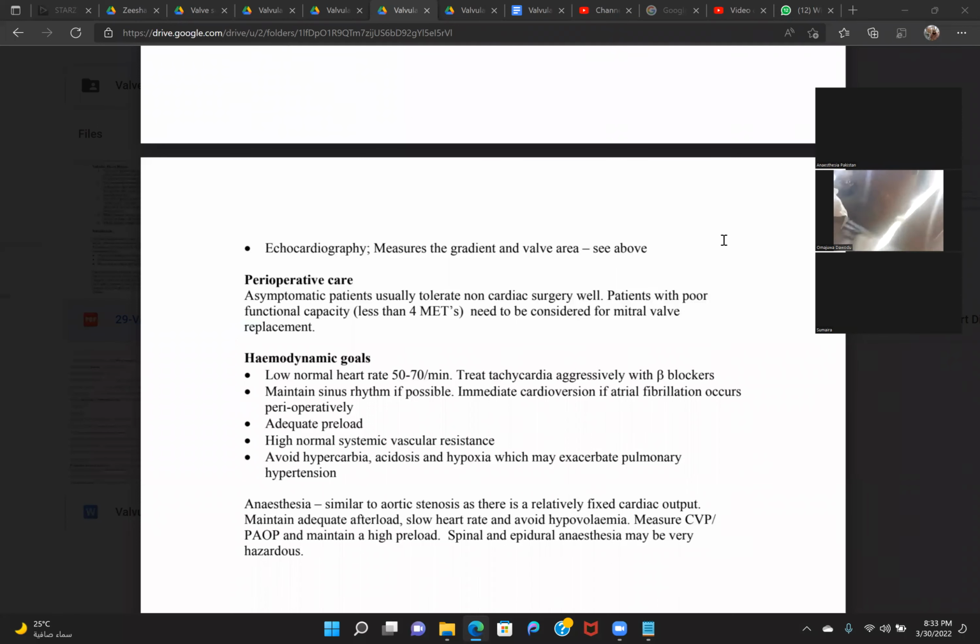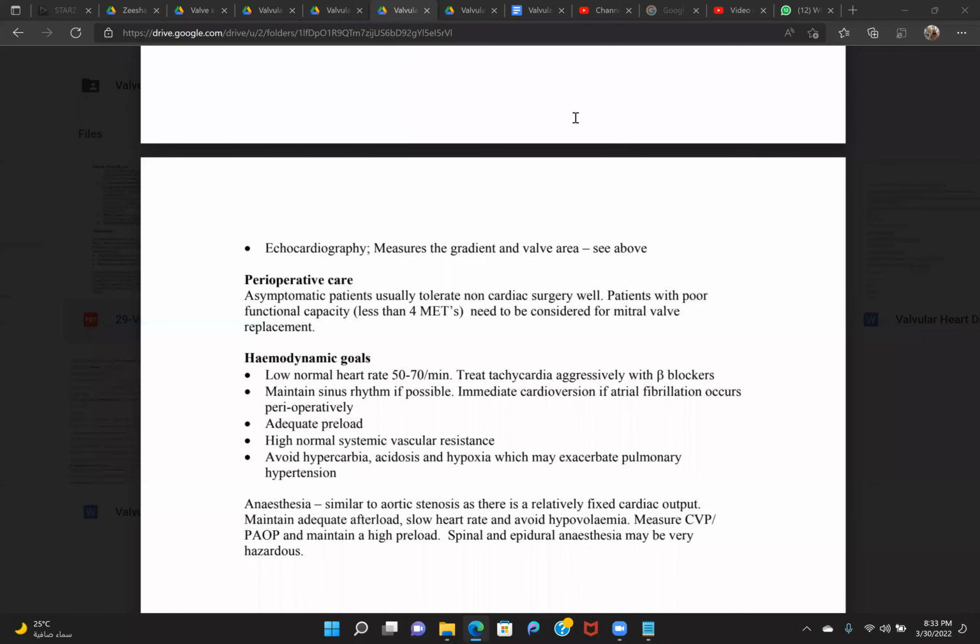Is CVP reliable in valvular heart disease patients? No, sir, it's not reliable. Why? Like if there is mitral stenosis and there is right ventricular failure, there is back pressure of the blood, so it will not be accurate. Okay. So you cannot pick the actual fluid status; even if CVP is high, maybe the patient may be fluid deficient.